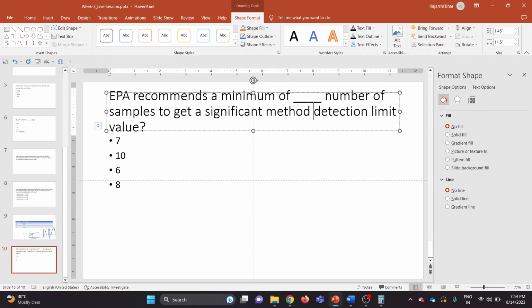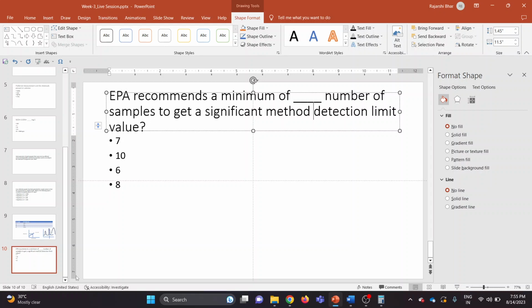You have got GC, you have got a spectrophotometer. In fact, even if you have the same instrument, GC, different kinds of GC may have different detection limits, and detection limit means the minimum concentration of the sample that that instrument can detect. So it varies from one instrument to another, from one method to another. But in order to determine the method detection limit, the minimum number of samples that you need to analyze is 8.